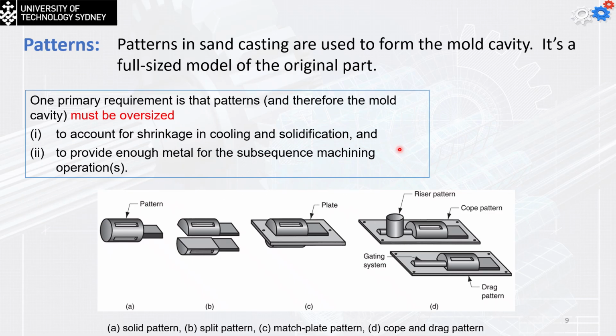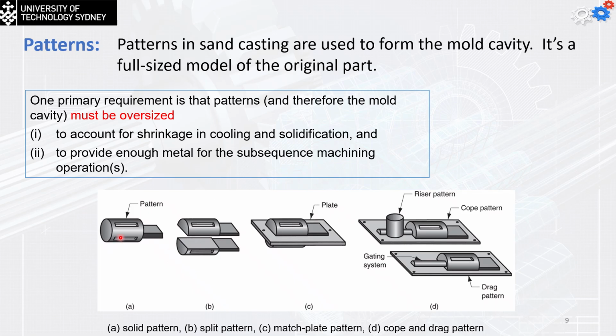One primary requirement is that the pattern, and therefore the mold cavity, must be oversized, first to account for the shrinkage in cooling and solidification. Second, to provide enough metal for the subsequent machining operations. Like, if I want a diameter of 20 millimeters, I need the cast part to be at least 22 or 23 millimeters, so I can remove the extra millimeters by machining. This is just an example for the dimensions.